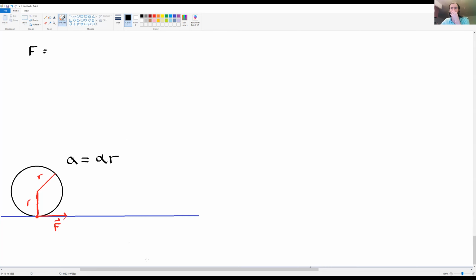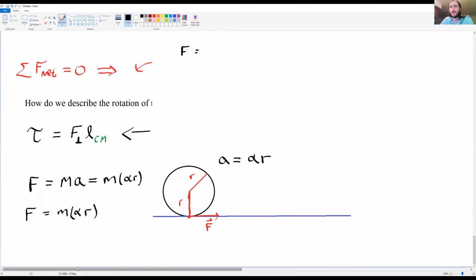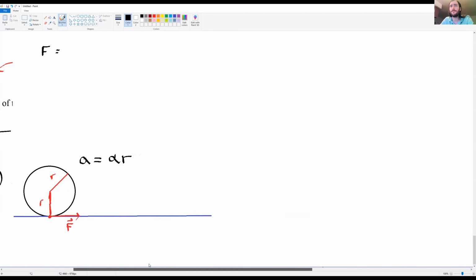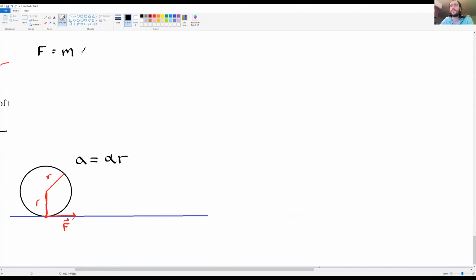So what did we have here? Force, F equals m alpha r. Okay. But since we have this, it must be equal to the force here that's on this tire. Since this is the force on the tire, notice that it's perpendicular to the lever arm R, which is the lever arm measured from the center of mass of the tire out to the edge of the tire here.